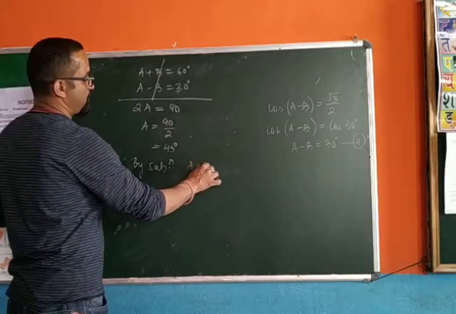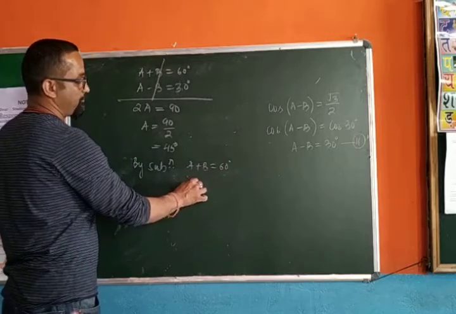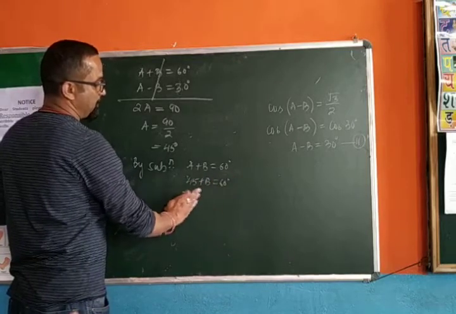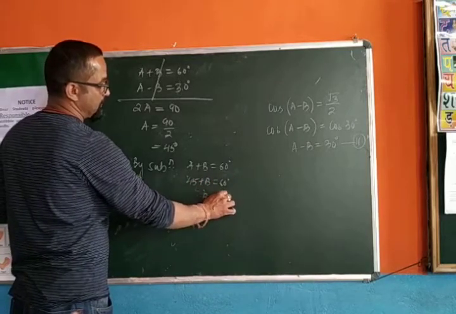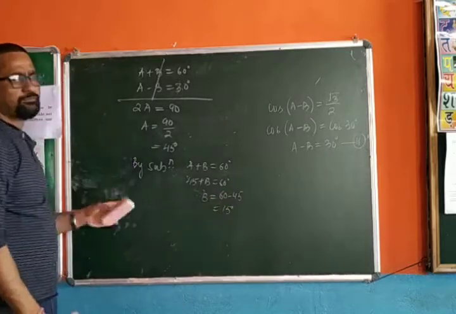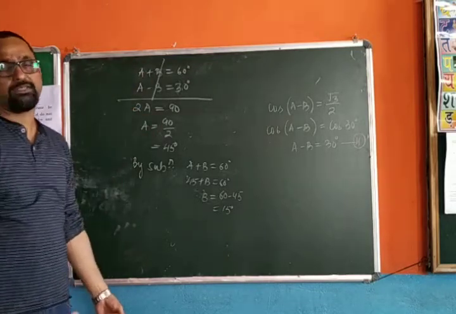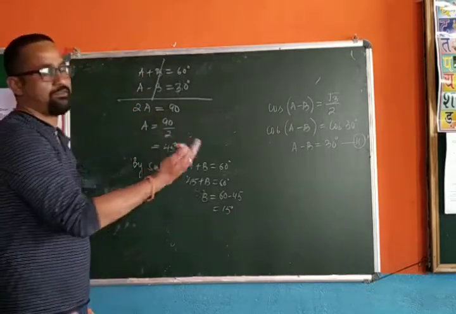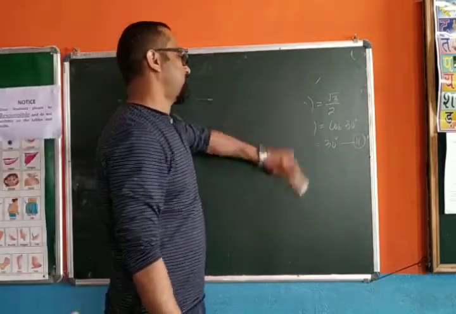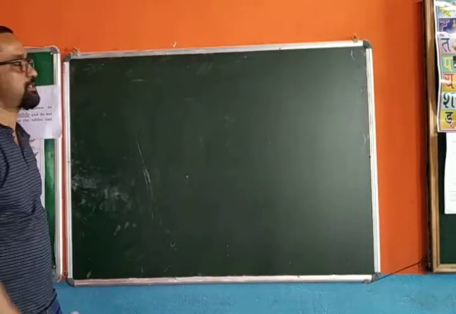By substituting, a plus b is equal to 60. We know a is 45, so 45 plus b is equal to 60. B is equal to 60 minus 45, which is 15 degrees. This question is slightly lengthy, but the steps are similar. You can try this question. I'll give my own sum. Please do try this.